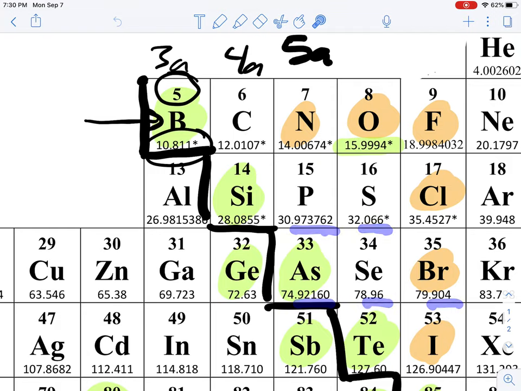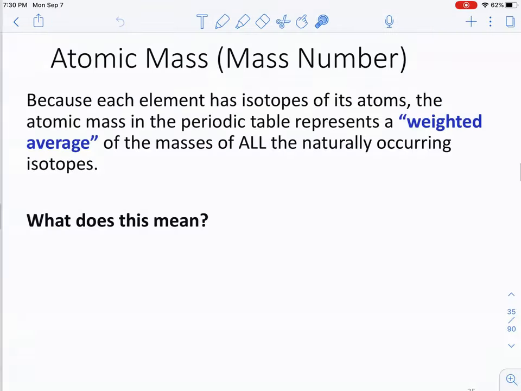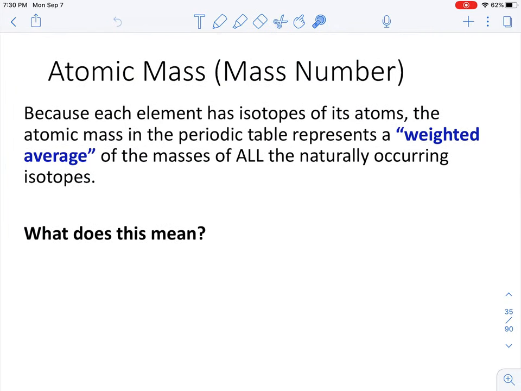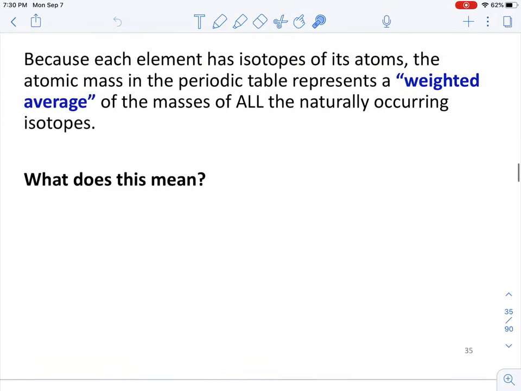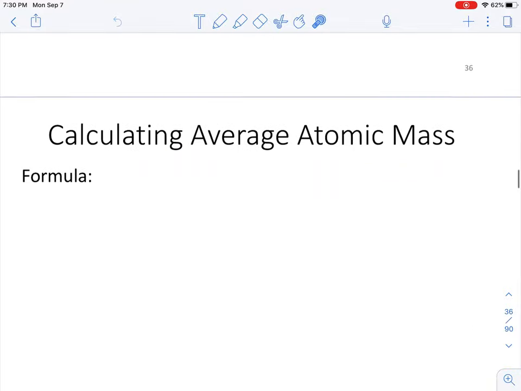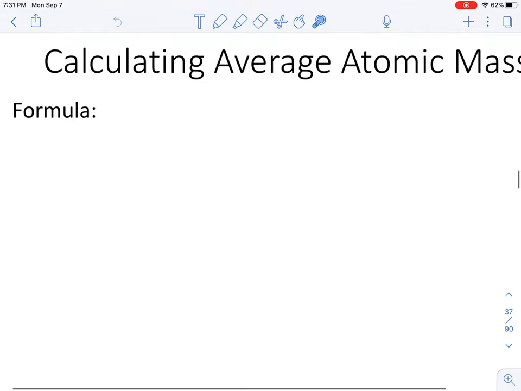And so these decimals are helping us understand that this is a weighted average. So the atomic mass, or the mass number, is describing the weighted average of all of the isotopes for that specific element. And so there's a specific formula to this, and I'm going to go ahead and just skip to the formula, and then we're going to do some practice problems.